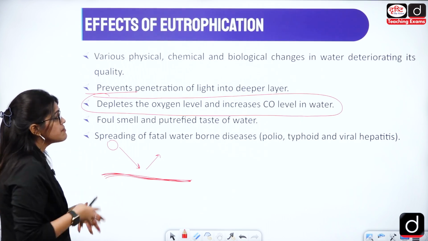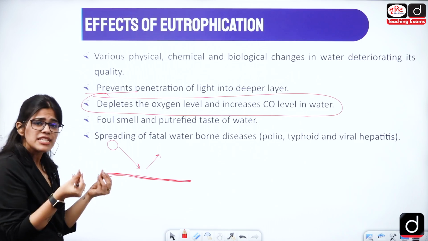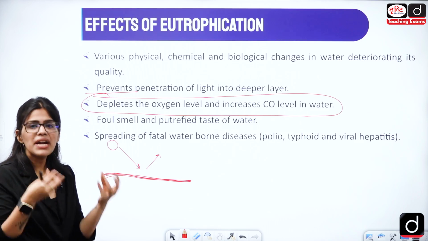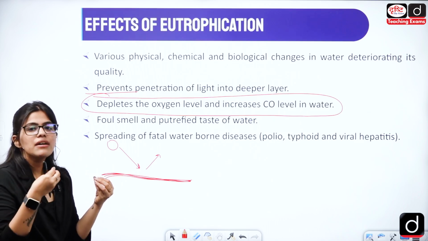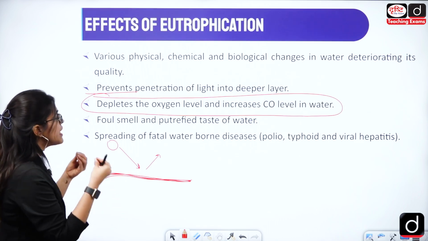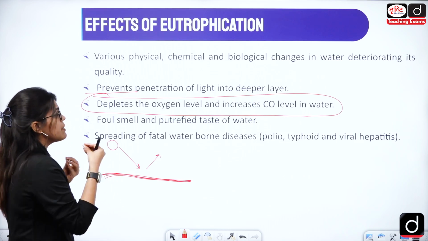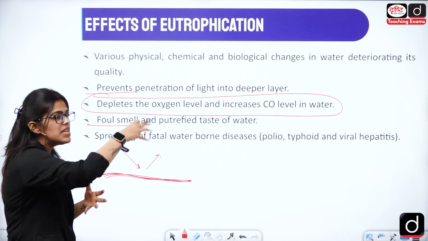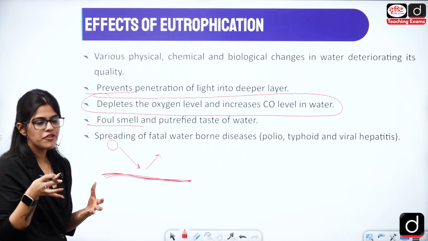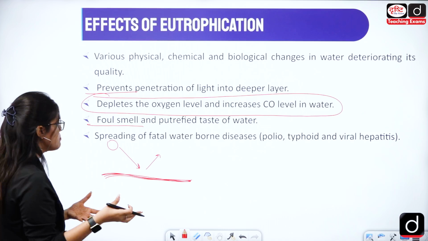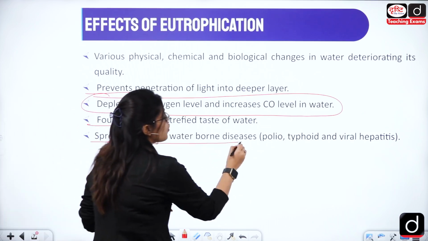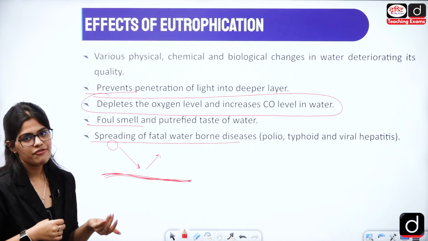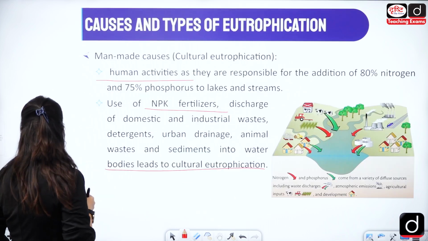Then the foul smell will be there. The taste of the water will become very bad. It will become very muddy, very adulterated, and it will not taste good. It will be unfit for drinking, and there will be a foul smell. So people living close to it will also suffer because of the diseases that would spread. Spreading of fatal water-borne diseases will also be there, like polio or typhoid. So these are the various effects.